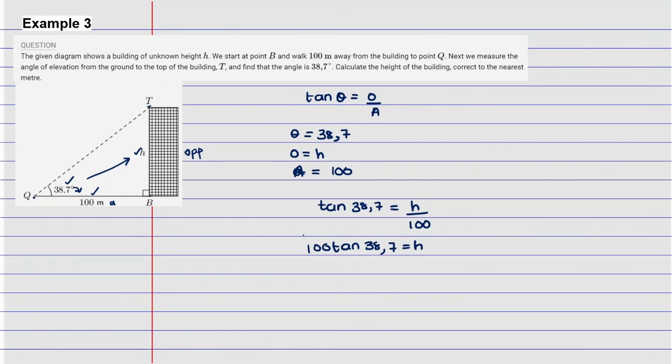Punch that into the calculator. You're going to find that this is 80, because they say to the nearest meter. So it's 80 meters is equal to H. Therefore, the height of the building is equal to 80 meters. I hope that makes sense.